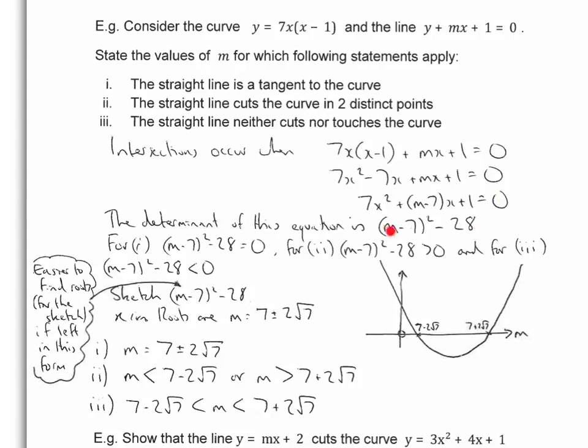I'm not going to expand this. You're going to see that it's much nicer to leave it in this format here. So this is the determinant of the equation which gives the intersections. I'm going to use this to investigate how many answers this has, how many intersections there will be.